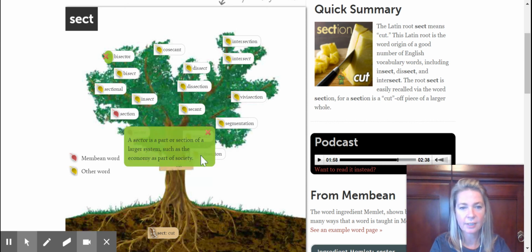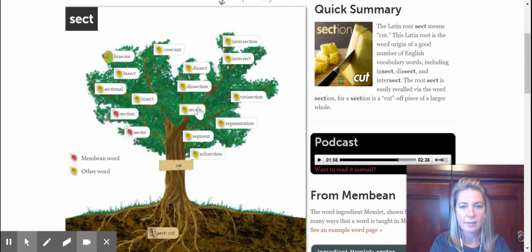it's a part or a section of a larger system, such as the economy is part of a society. The economy is a sector of society. Secant, which is that line that intersects a curve at two points. Bisect, that means it's cutting something in half, right? You know that from your math class.